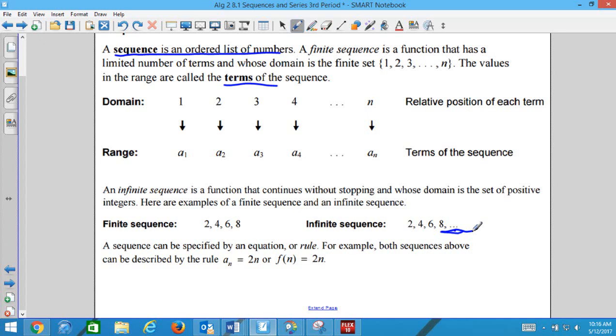And then here it says you can write your rule with either a sub n equals, or you could also do f of n equals. I'm going to do a sub n equals every time because we haven't practiced a lot with a sub n. We've done tons of f of n. So you'll see me do a sub n more. When you're ready for the next part, just let me know.